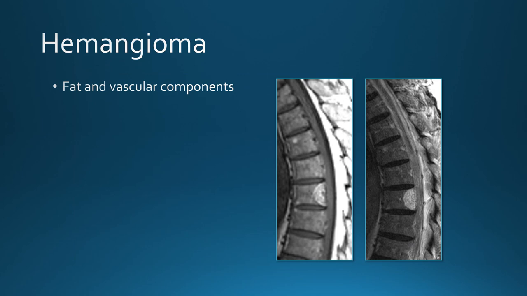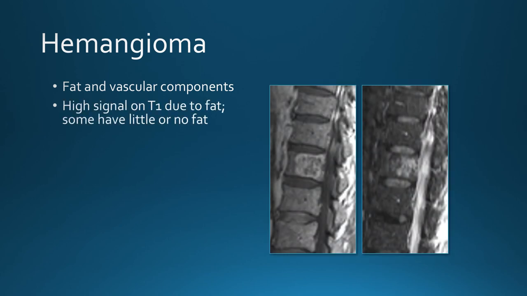The hemangiomas have both fat and vascular components. The fat components will be bright on T1. Notice that the areas that are bright on T1 are dark on STIR because the T1 bright components are the fat components. The other component of the hemangioma is the vascular component. That component is going to be dark on T1 and bright on the STIR. So if we want to determine something's hemangioma, we want to see if there's any fat in it. Unfortunately, some of the hemangiomas will have little or no fat, and that can make it very difficult to distinguish these from metastatic lesions.